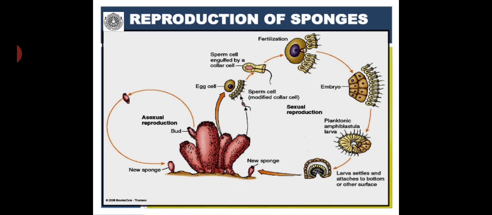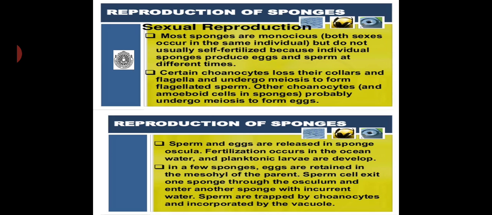This larva swims freely for some time, settles and attaches to the bottom or other surfaces, and develops into a new sponge. So these are the details of reproduction of sponges. Sexually, these sponges reproduce, as well as by means of asexual reproduction.